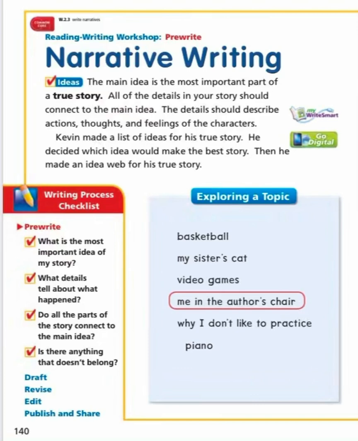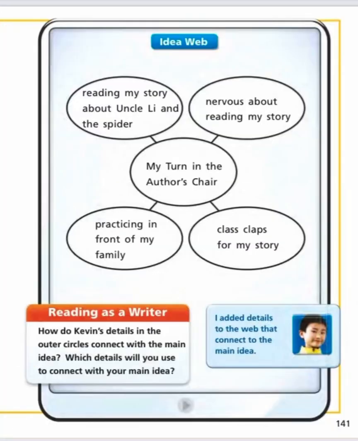Writing process checklist. Pre-write. What is the most important idea of my story? What details tell about what happened? Do all the parts of the story connect to the main idea? Is there anything that doesn't belong? Draft, revise, edit, publish, and share.